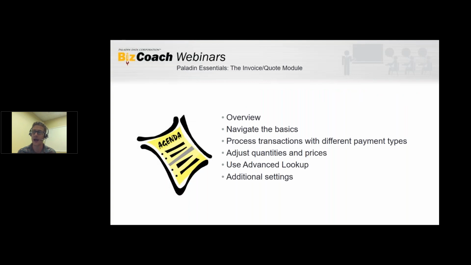Really awesome of you. So today, I'm just going to give an overview of the invoice quote module, the checkout process, and the basic navigation there. Process transactions with different payment types, adjust the quantities and prices, and use the Advanced Lookup tool to find some of these items. What if we don't have a barcode scanner that we can find the items with, or maybe the barcode's not scanning for whatever reason? There are some additional settings that we can set up there. So let's go ahead and just get right started on this.